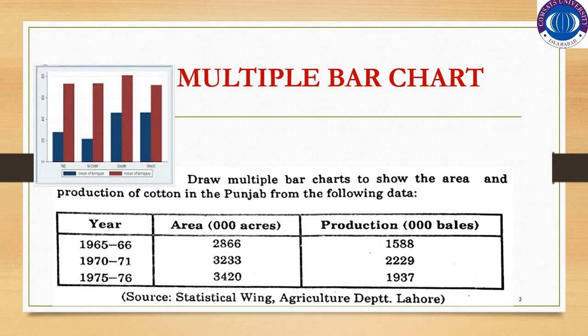Now here we have years 1965 to 1966, 1970 to 71, and 75 to 76. For each year, the data is collected for two characteristics, area and production of the cotton. So how do we construct the multiple bar chart for this particular information?